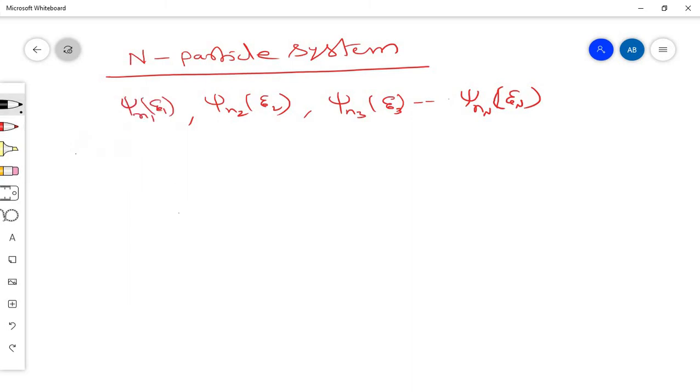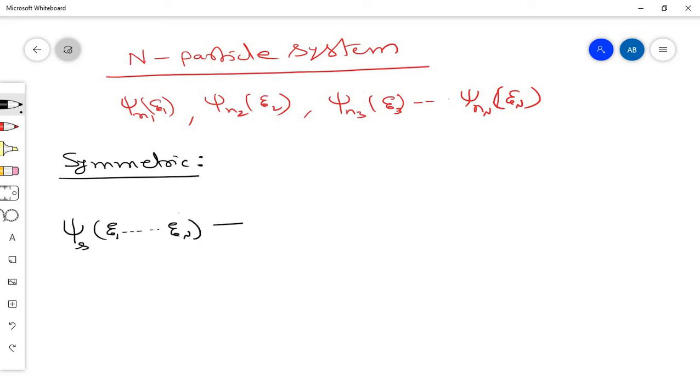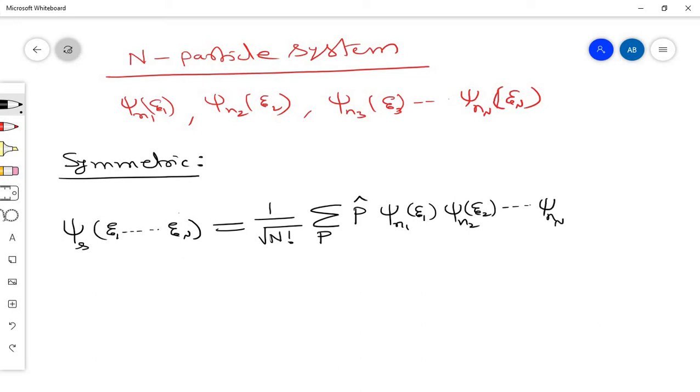The symmetric wave function is simply like this: we need to add all the permutations, from 1 to n. So it is 1 by square root of n factorial, sigma P, P cap, psi n1 E1, psi n2 E2 and so on, up to psi nn En. Now you do all the permutations.